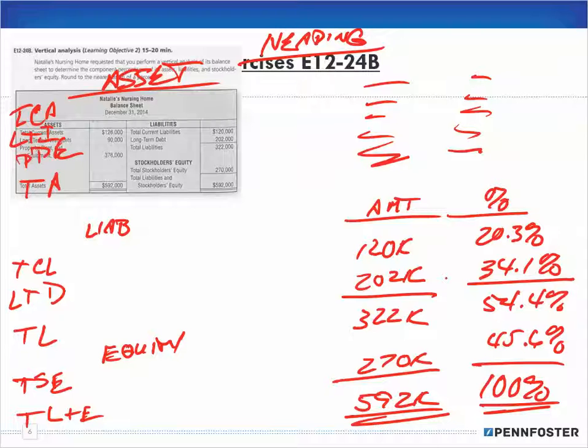Okay, so that's it for this. Pause the video, go back and rewatch the video, I should say. And if you still have any additional questions, go back into your textbook, relook at the vertical analysis, watch the theory videos, and if you still have any additional questions, feel free to contact an instructor.